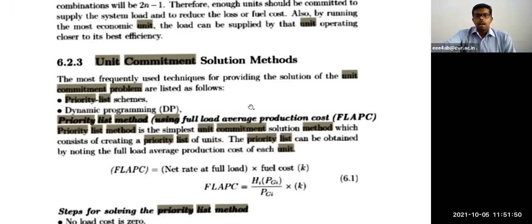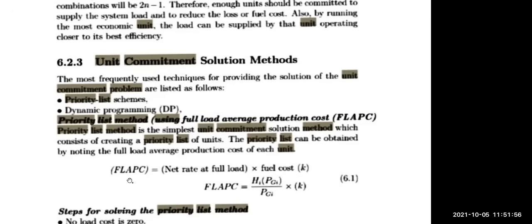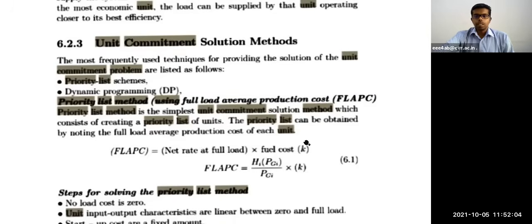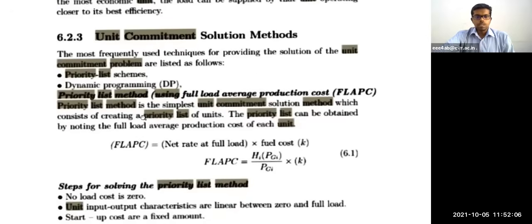By using the full load average production cost, that is FLAPC. Capital FLAPC is the full load average production cost. So the priority list method is one of the simplest unit commitment solution methods, which consists of creating the priority list of units. By creating the priority list, we are committing the generating units to meet the demand. The priority list can be obtained by using the full load average production cost of each generating unit.